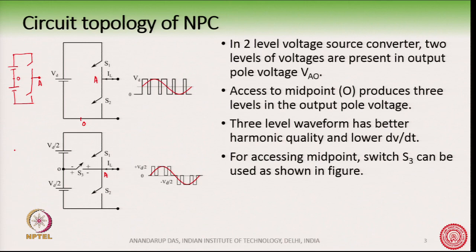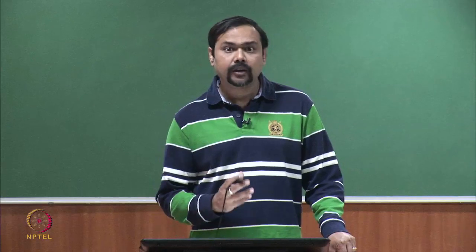Some authors denote the voltage source converter like this. If you put O at the middle of the capacitor, it becomes actually an imaginary point. So, the point O is fictitious or imaginary, it does not exist physically in the circuit.